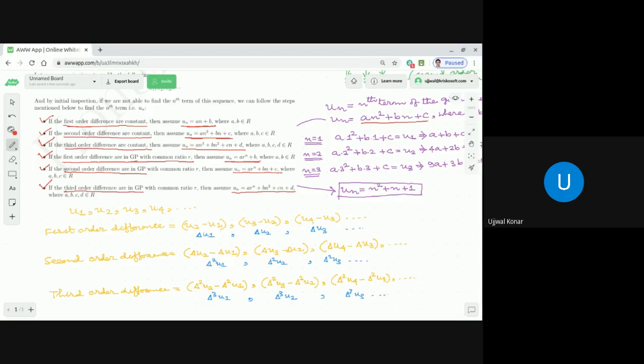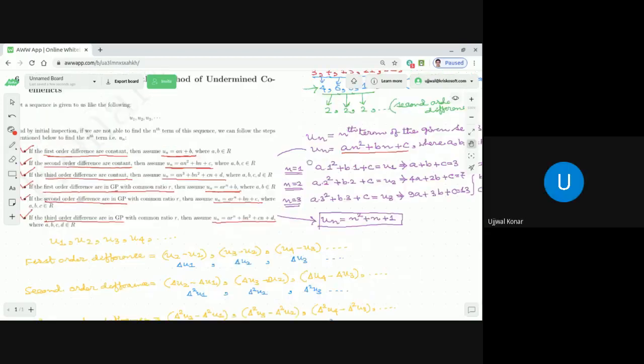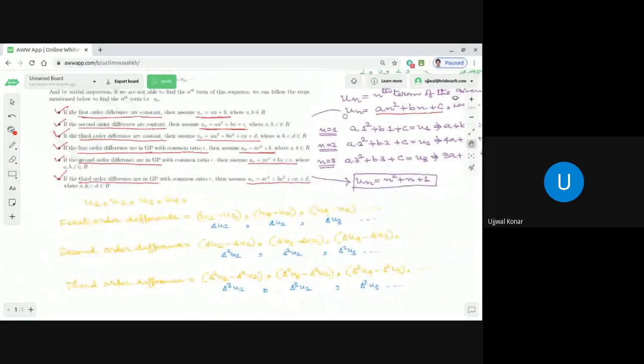If the first order differences are constant, then assume the nth term Un is equal to an plus b, where a, b belong to R, and you will know how to find the values of a and b. If the second order differences are constant, then you assume the nth term as an square plus bn plus c. Means if the first step doesn't work, then you come to the second step. If the first 2 steps are not working, then you come to the third step.